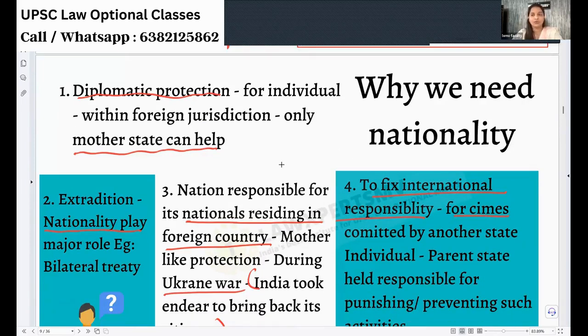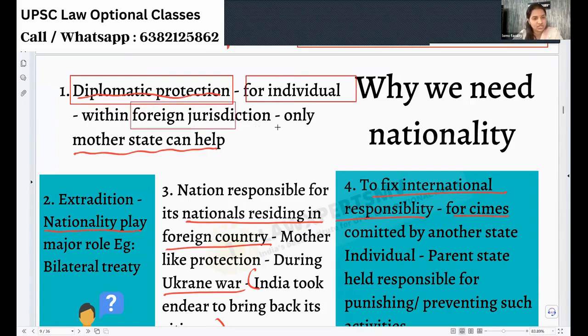Now, if you don't have any, you say that I don't belong to any nation. I don't have any citizenship. Now, you are victimized in a foreign jurisdiction or you commit some offense in a foreign jurisdiction, you need diplomatic protection, right? Who will protect you? Same in case of parents. Nationality is always linked with mother. Bharat Mata ki Jai, like that. Okay. So if you're going to be a victim in a foreign country, if you don't have a mother state, you don't have a mother, who's going to protect you? You will not have any diplomatic protection. So for a foreign individual within the foreign jurisdiction, only a mother state can help him.